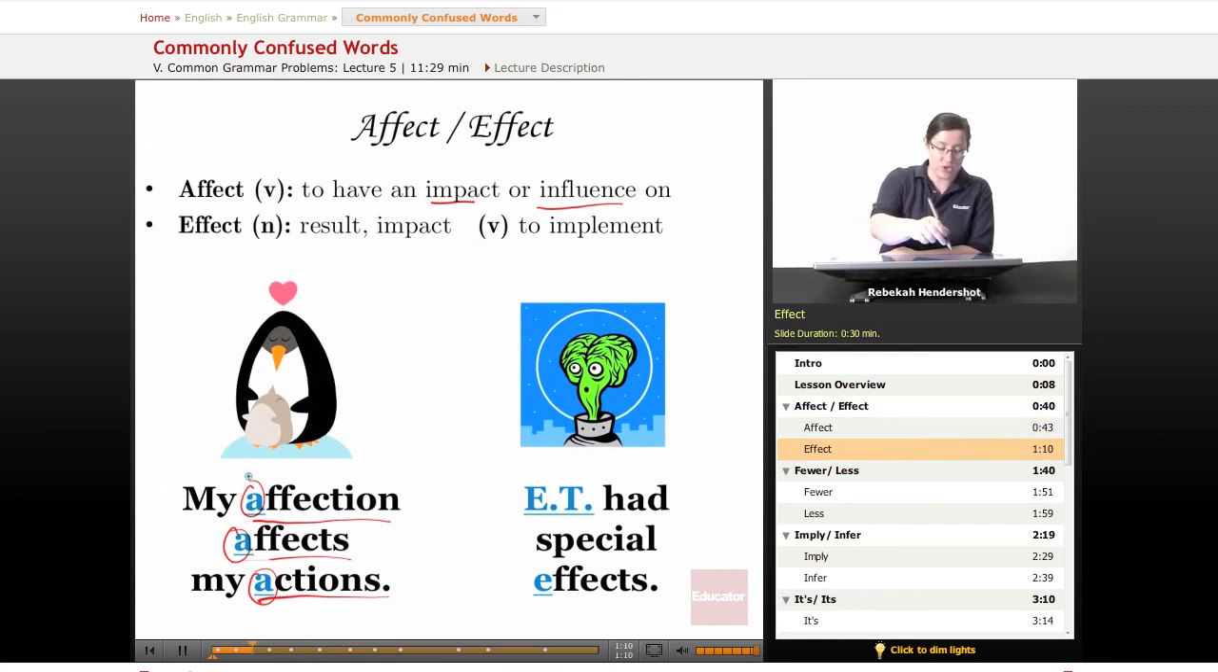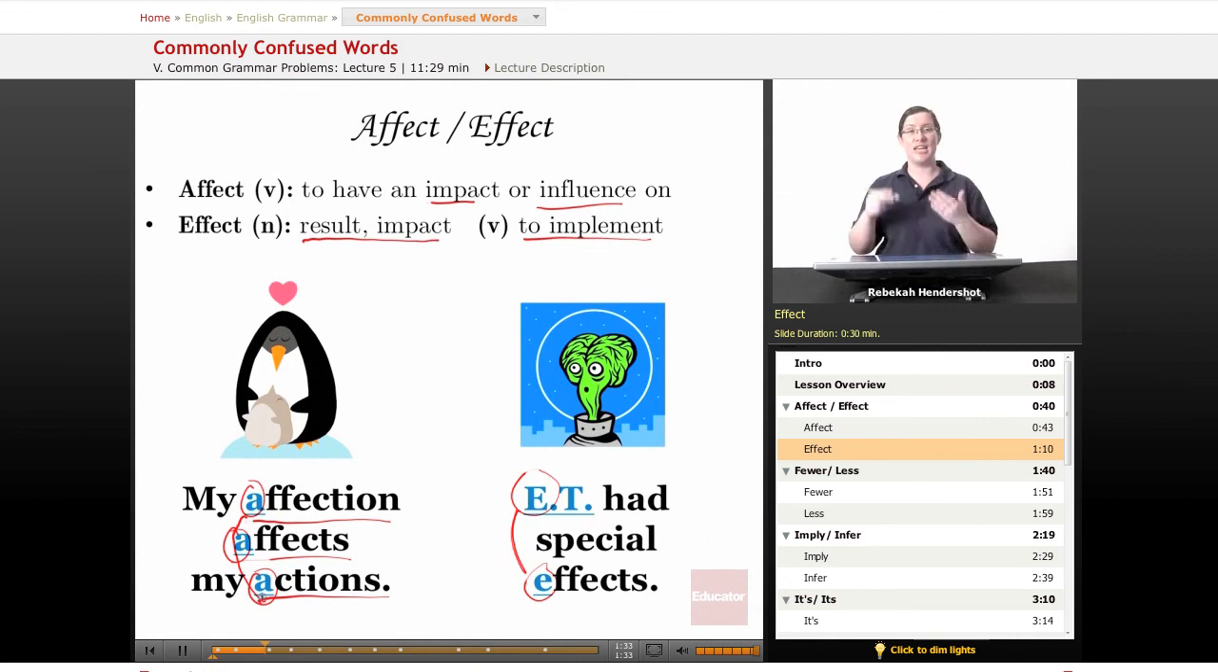Effect is usually a noun meaning result or impact. It can also mean to implement, usually in the context of the phrase to effect change. But usually, it's a noun. So, just remember the movie E.T. E.T. was a movie about an alien by Steven Spielberg. It had a lot of special effects. So, remember, my affection affects my actions. A is for action, affect is an action, and E.T. had special effects, the result of something you did.